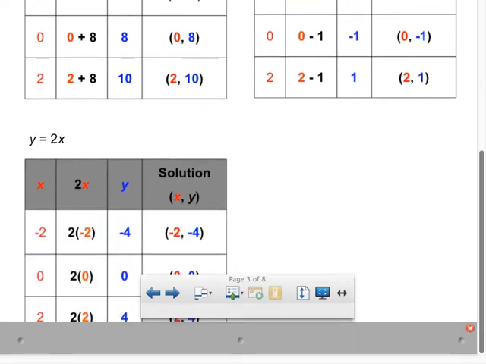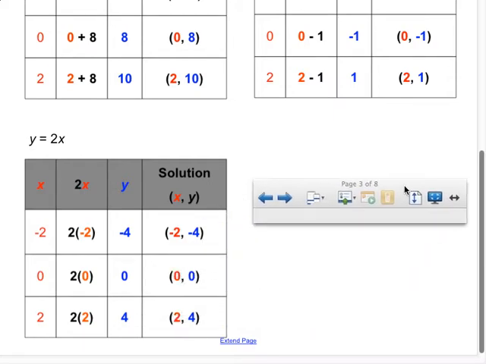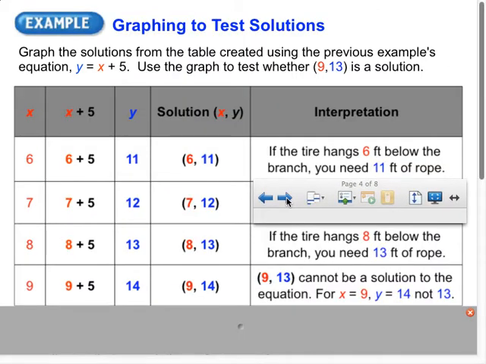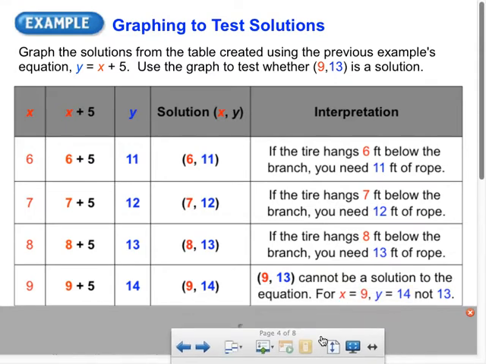These are the solutions that we just discussed above. Now, here is the same equation we talked about earlier with the swing. I have some more values in here, but what I wanted to show you guys is that we're going to graph the solution to this equation. But then they also ask, is 9/13 a solution to this equation? And what I want to show you is what that looks like.